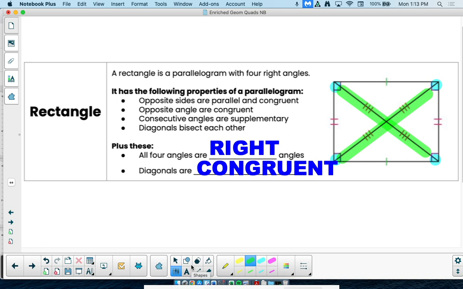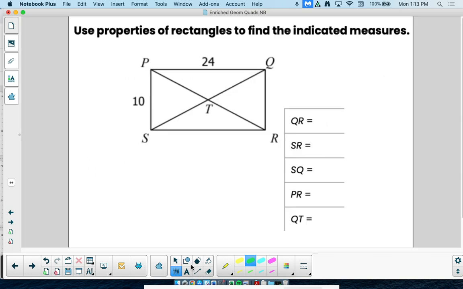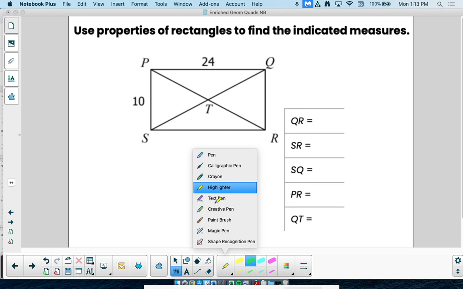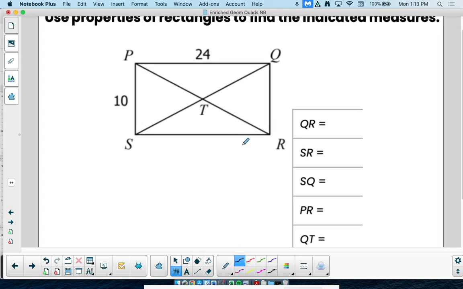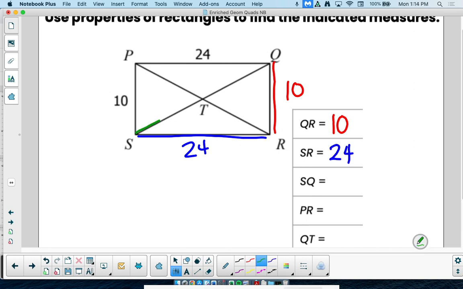So now we're just going to find a bunch of angle measures and side lengths or segment lengths in rectangles, okay? That's what we're doing today. So the first one, let's see here. Okay, let's see what we can do. QR. What do you guys think QR is? 10. Opposite sides are equal because it's a parallelogram. What about SR? 24. Same reason, opposite sides are equal. SQ. What do you guys think? Do we know SQ? 14. Could be, but it's not.